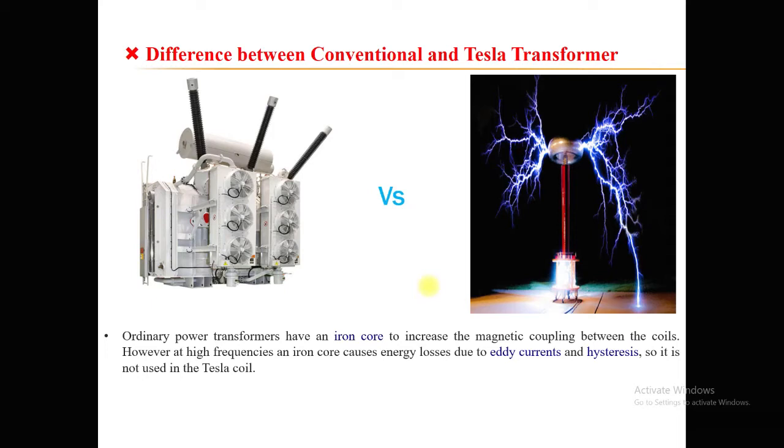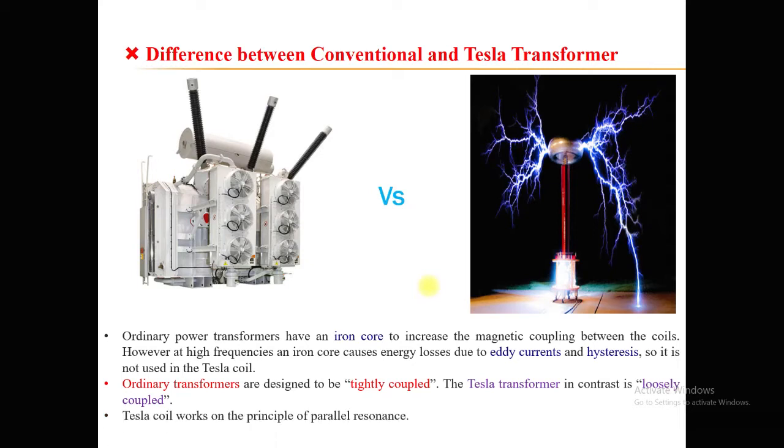So in these power transformers at high frequencies, the energy losses are normally higher, like eddy currents and hysteresis, so it is not used in the Tesla coil. Again, there might be a problem of overheating if a high frequency signal is present. So generally the Tesla transformer avoids the use of the iron core. Ordinary transformers are designed to have tight coupling, supported by the iron core, whereas the Tesla transformer, in contrast, is loosely coupled because the insulating former is used.